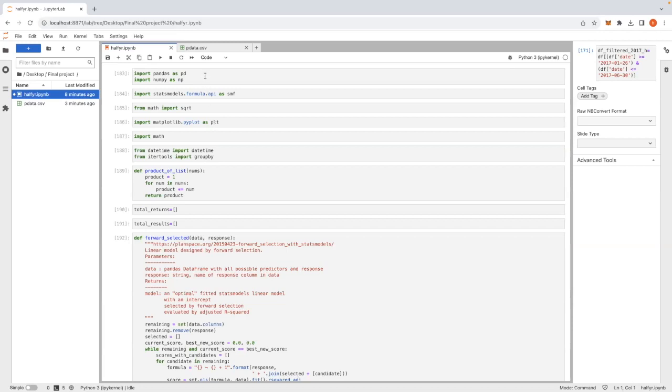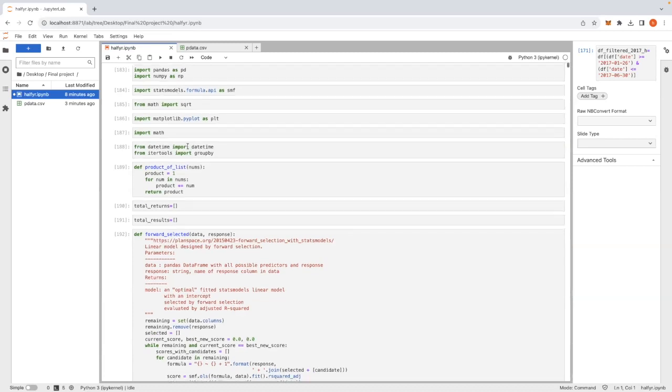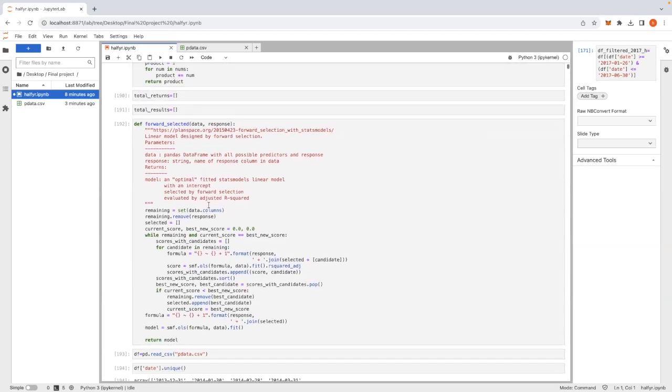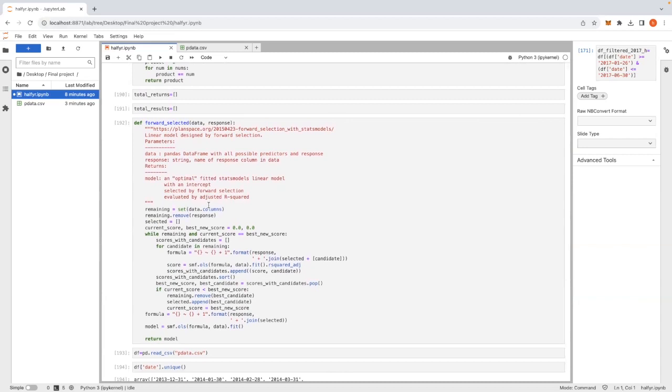So let's begin. I start by importing the packages of NumPy, Pandas, and statsmodels, all those things. And here's the stepwise selection. I use the forward selection. It means starting from nothing, add the data into this model.